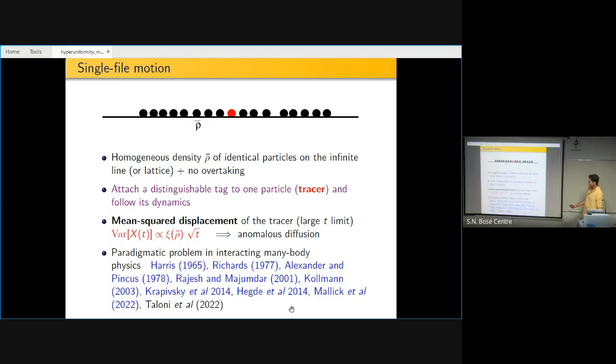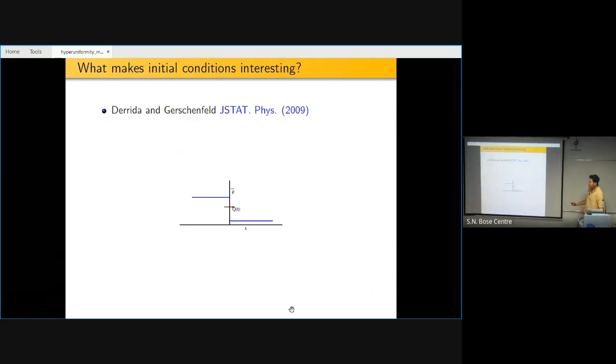Now, this problem, if you look into literature, has acquired the status of a paradigmatic problem ever since 1965, which is the first theoretical work on these systems, at least to my knowledge. Nearly every 10 years, there has been one major contribution in the field, the very recent being this review of Taloni, which incorporates all this work into one review article. Basically, we're trying to understand this single file motion, but there is a particular feature that we want to understand, and that is what makes initial conditions important in the phenomenology of single file motion.